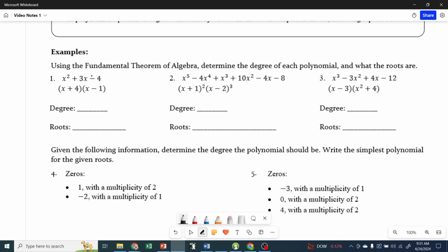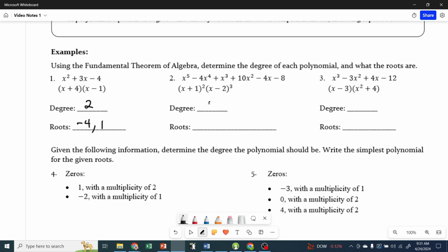So, using the fundamental theorem of algebra, determine the degree of each polynomial and what the roots are. So x squared plus 3x minus 4 is factored into x plus 4, x minus 1. So this is a second degree polynomial, and there are two roots. And the roots, let's go back to that. So what are the roots exactly? Our roots in this case would be negative 4 and positive 1.